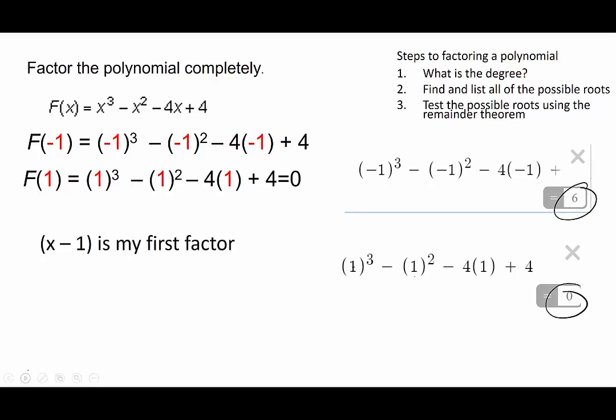So x minus 1 is my first factor. Notice when 1 is the root, x minus 1 is my first factor. Those are opposite in sign.